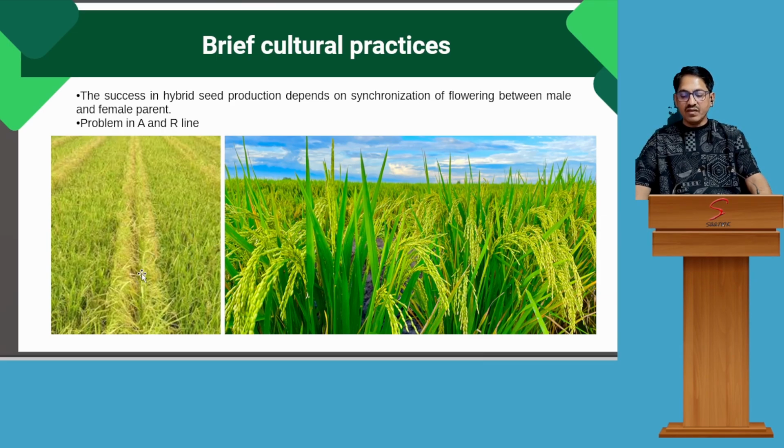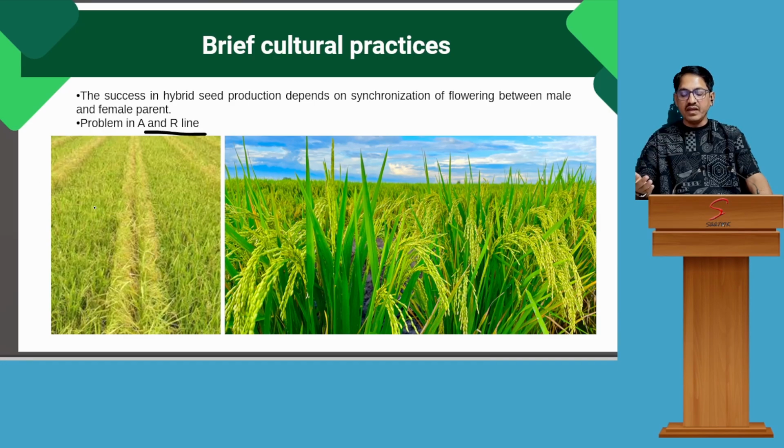The flowering of male and female must synchronize at the same time. Then and then only seed setting may take place. Otherwise, if there is a gap in flowering timing, then the seed setting will not take place. And these problems may arise in A and R line sometimes. So, how to avoid such problems then?